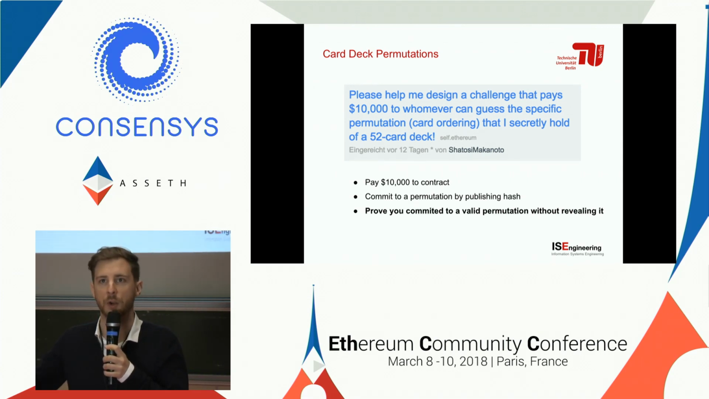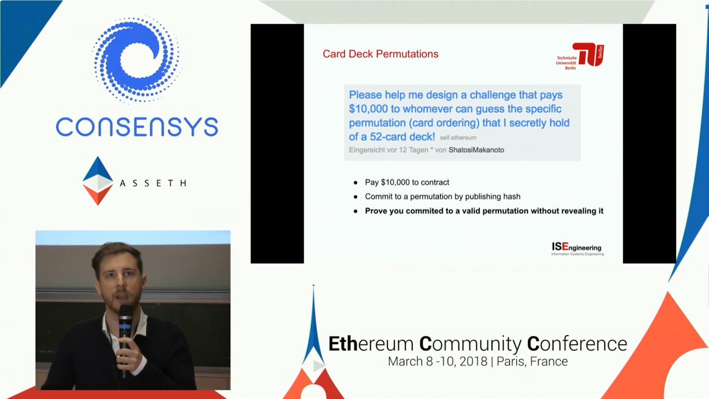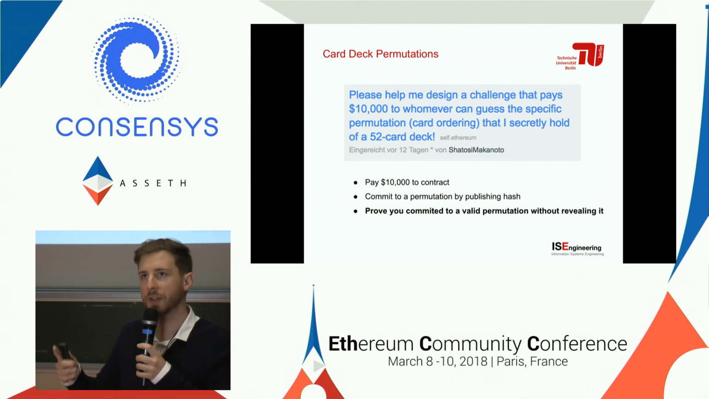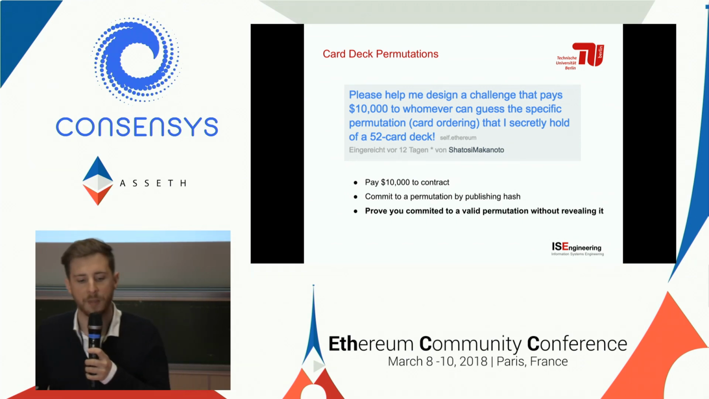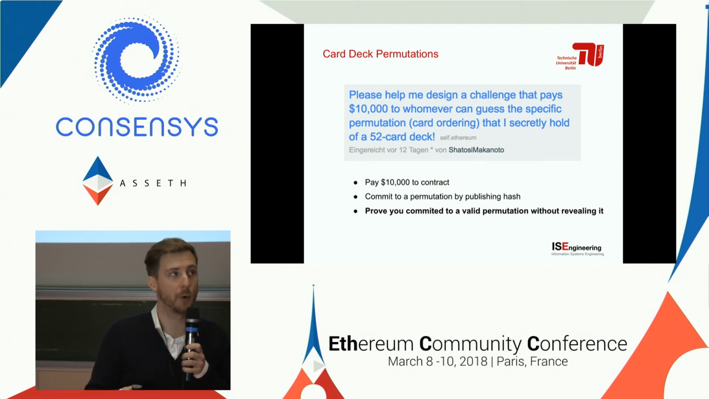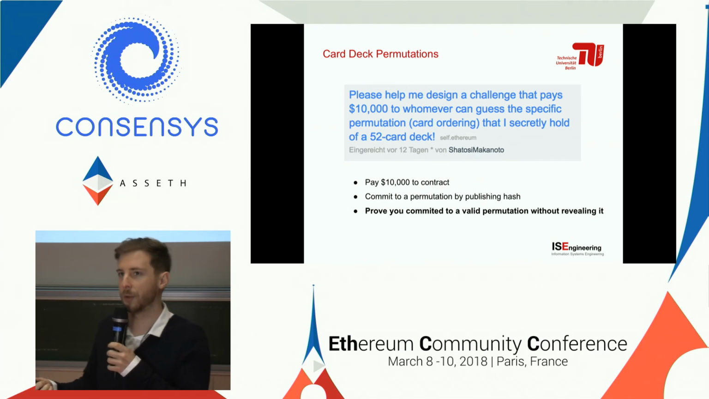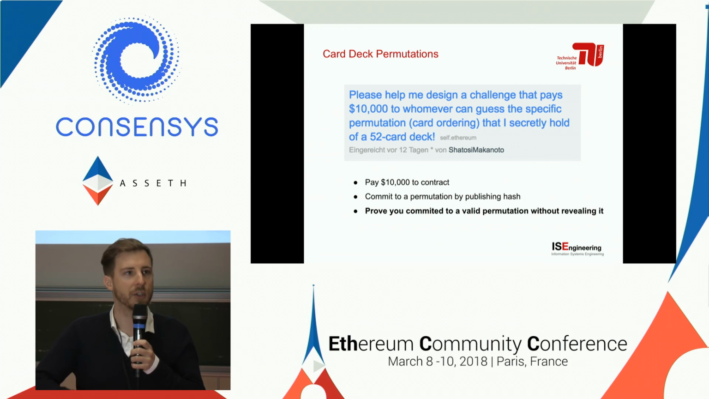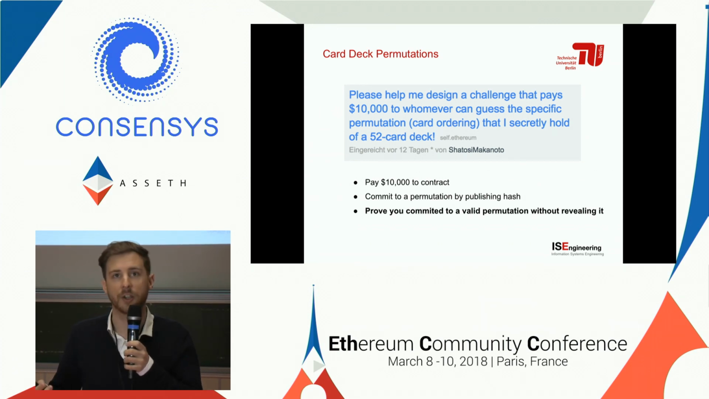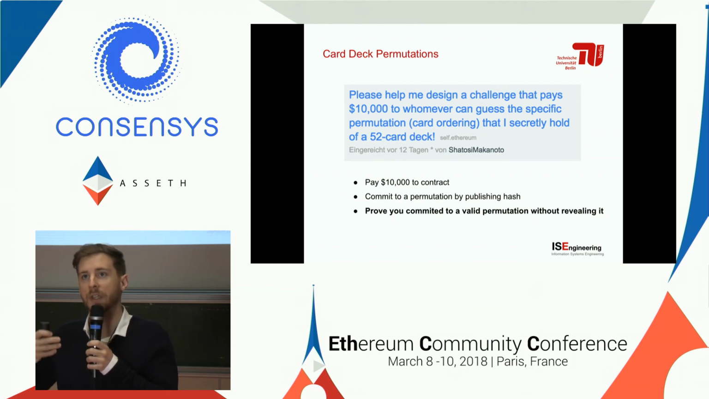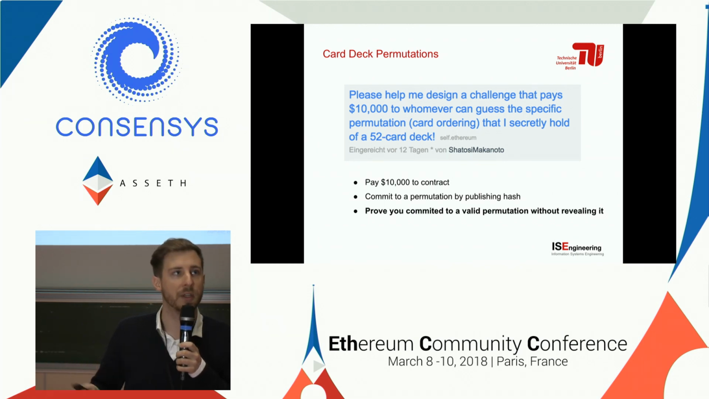That's how you usually commit to values. And then as soon as they're published, the hash can be checked on-chain and you're paid out, right? But there's another challenge in this scenario, and that's that you have to prove that you committed to a valid permutation without revealing the permutation, because otherwise he could have just committed some hash that is not a hash of a valid permutation, and that would never be a solution. So he essentially wants to show that there is a solution.